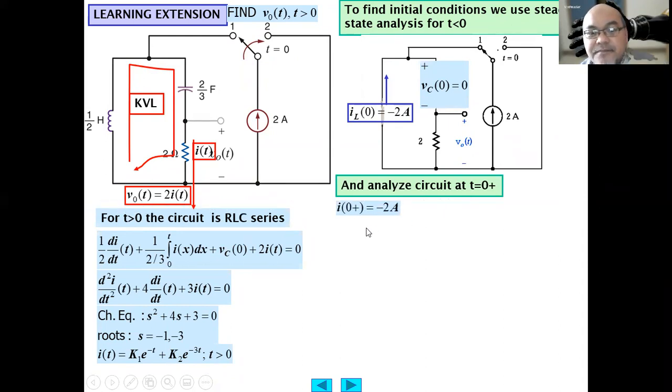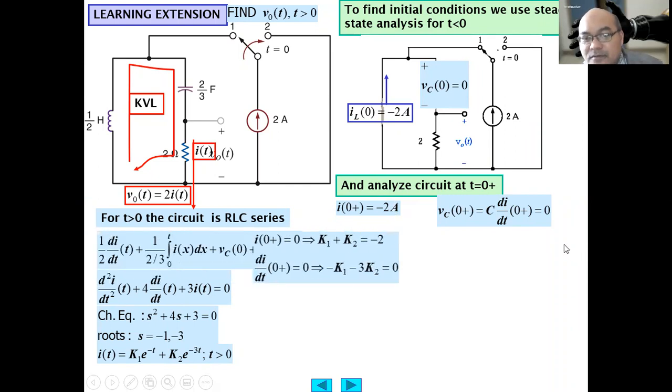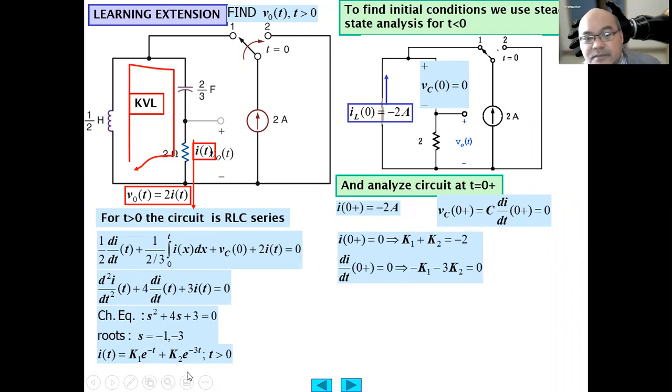Analyzing the circuit at t equals 0 plus, when this is just switched to position two, the current flowing through here will be equal to minus 2 ampere. Then v_C at zero plus equals L di/dt from the differential form of the law. The derivative of this constant is zero. So i(0) is equal to, not 0 ampere, but minus 2 ampere. So K1 plus K2 equals minus 2. And di/dt at 0 plus equals 0.